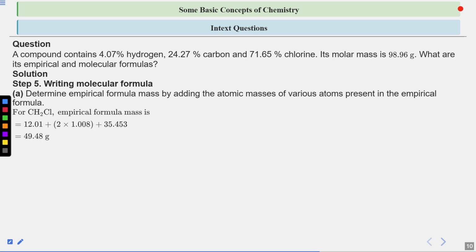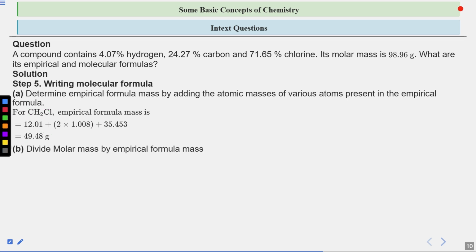So, the empirical formula that we got was CH2Cl. Just use this to calculate the empirical formula mass. 1 carbon means 12.01, 2 hydrogen means 2 into 1.008, plus 35.453 because there is 1 chlorine. You can write it in any way, right? You don't have to worry about it. You will get this empirical formula mass as 49.48 grams.